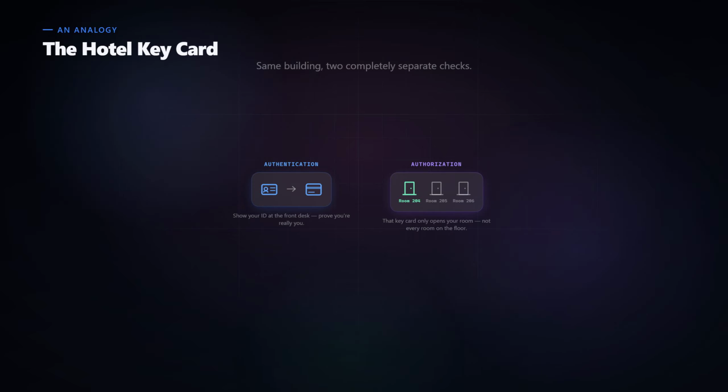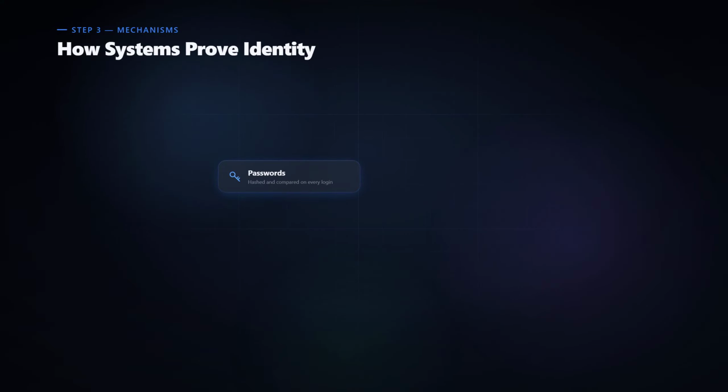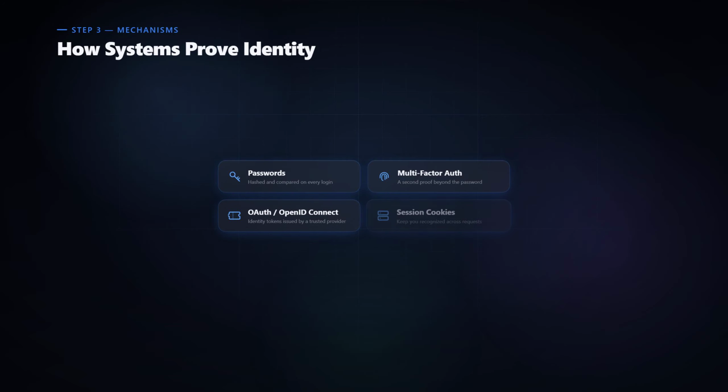On the authentication side, the mechanisms are about proving identity: passwords hashed and compared, multi-factor authentication adding a second proof, OAuth and OpenID Connect, handing out identity tokens, session cookies that keep you recognized across requests. All of it is aimed at one goal: confirming you are who you claim to be.